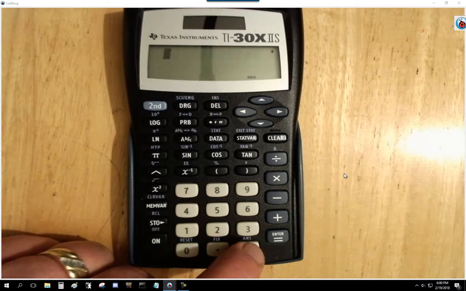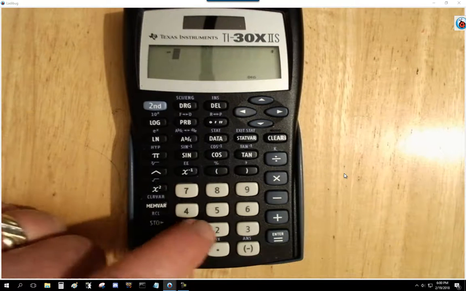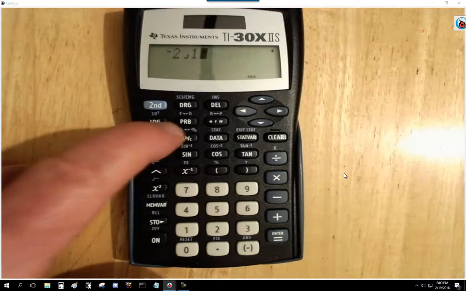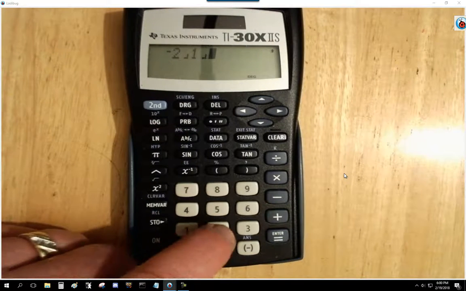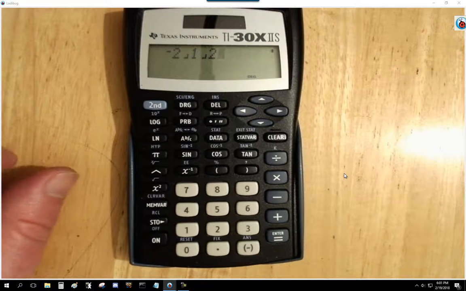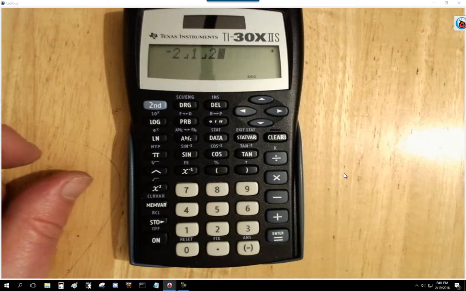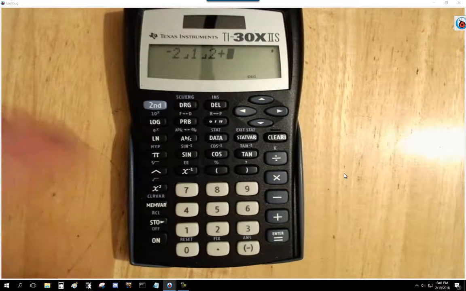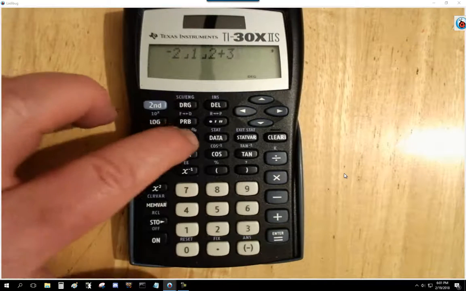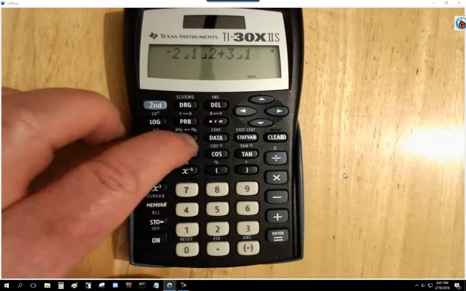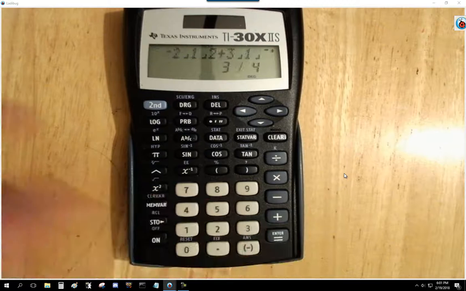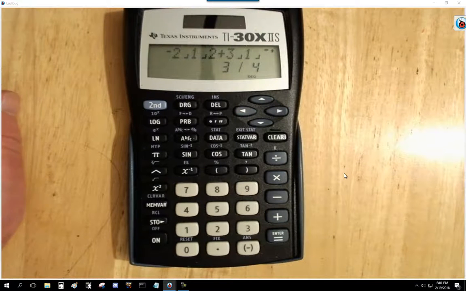Negative 2.5 would be negative 2 ABC, 1 ABC, 2. There's negative 2.5. And to that, I want to add 3 1/4. 3 ABC, 1 ABC, 4. And it gives it to me as 3/4.